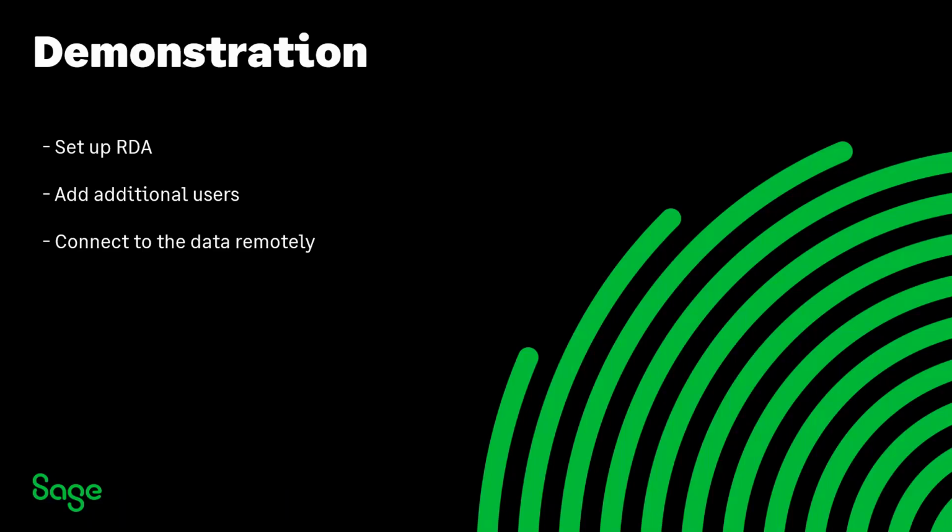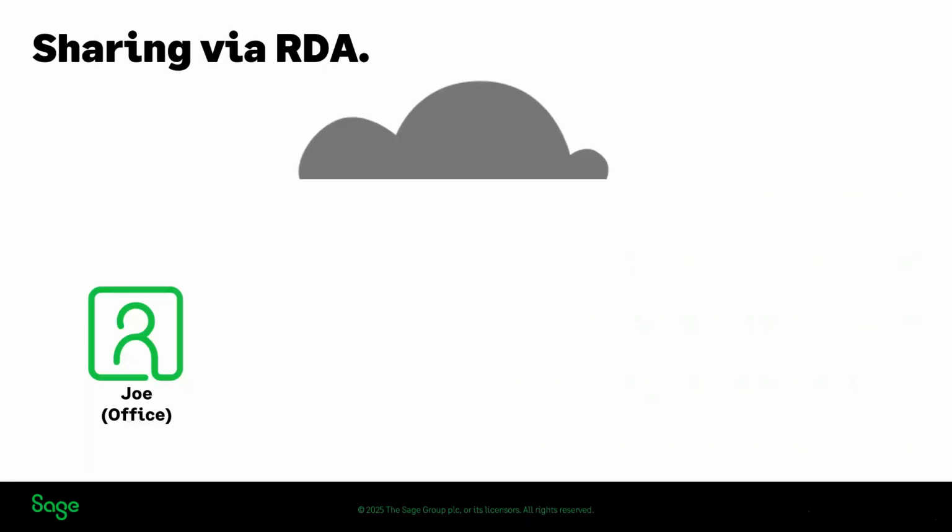Okay, so let's go through some video demonstrations. We're going to go through setting up remote data access, then add additional users, and then a video on how that user that you've set up would then connect remotely. First we're going to set up remote data access from Joe's location. So we'll have a look at the first video demonstration.